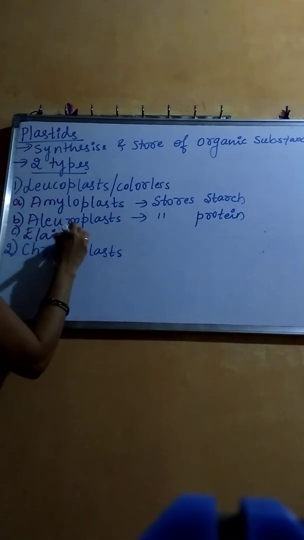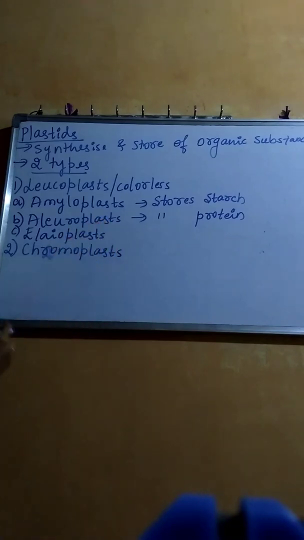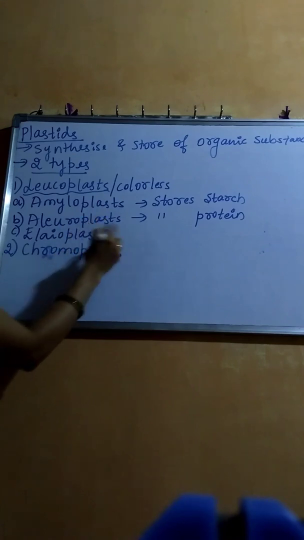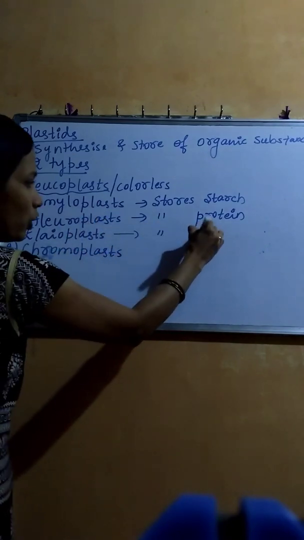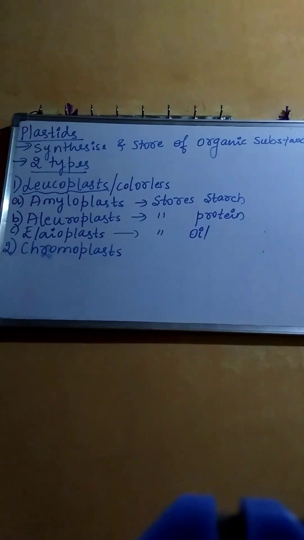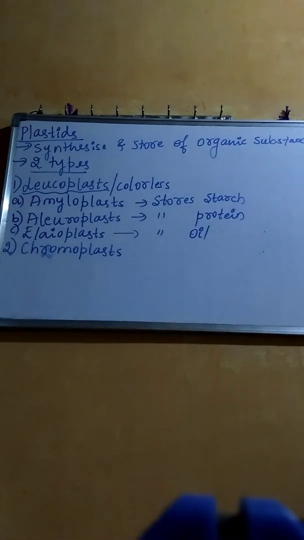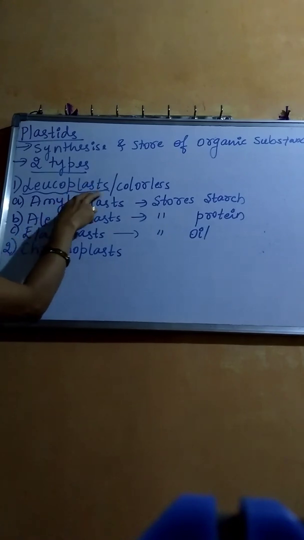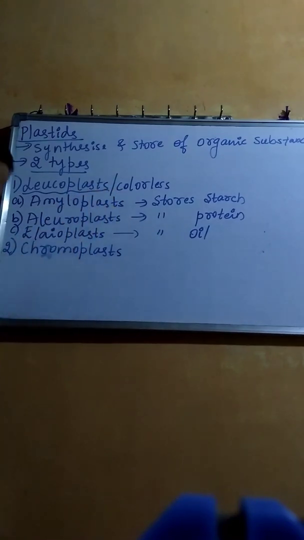These are the three types of leucoplast: amyloplast, aleuroplast and eleoplast. Amyloplast stores starch, aleuroplast stores protein, and eleoplast stores oil. Leucoplasts are the colorless plastids which take part in the storage of food materials.